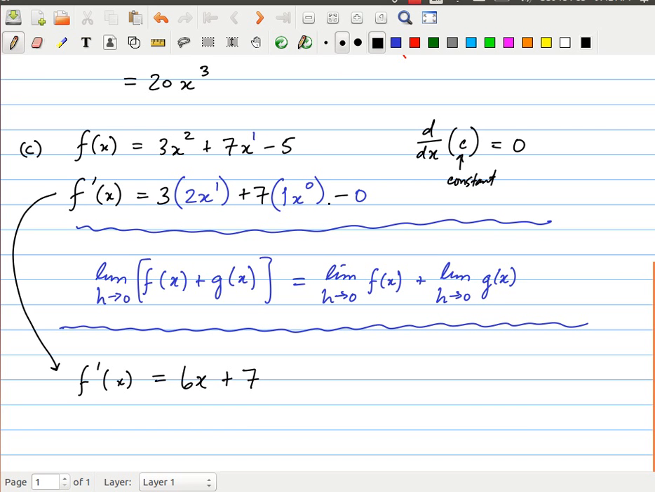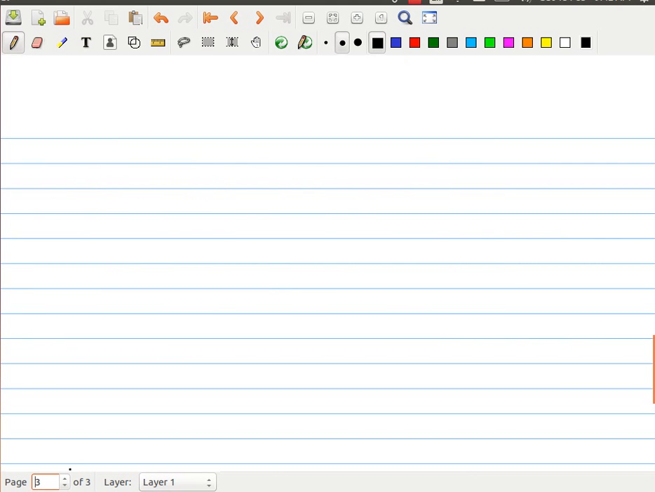So there are some examples where these are all polynomial terms. We dealt with integer exponents, pretty simple. Let's go on to another page and look at something a little bit more complex. So let's take a look at example D. And this one is, let's go back to xy notation. Y is equal to the square root of x.